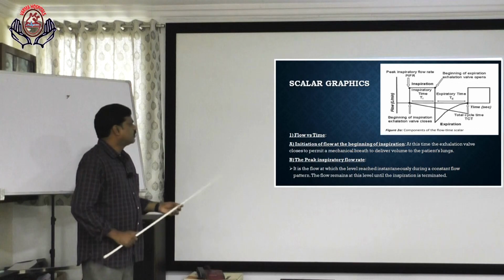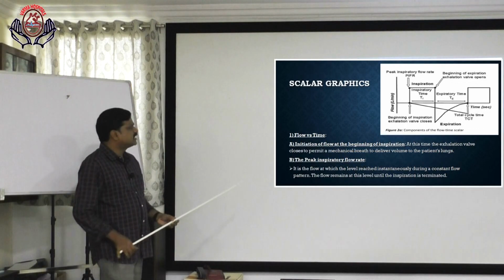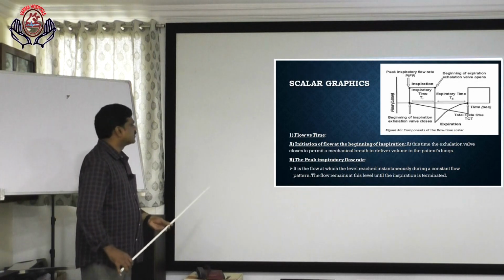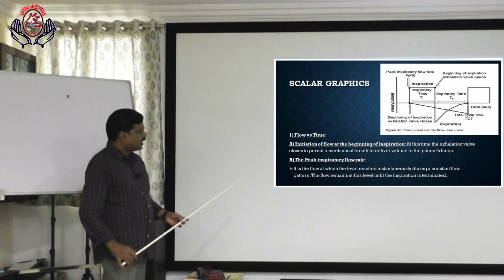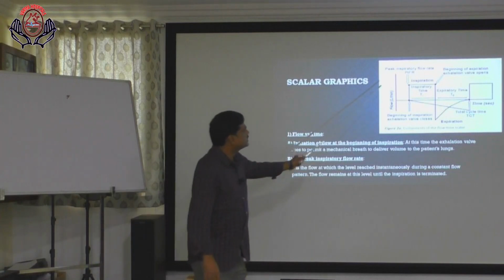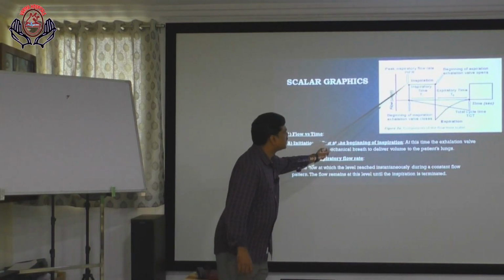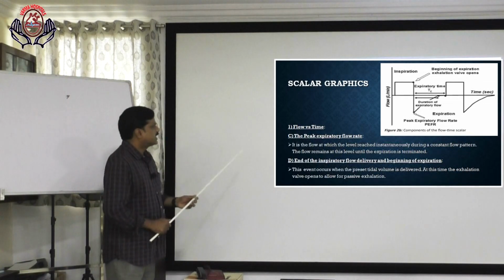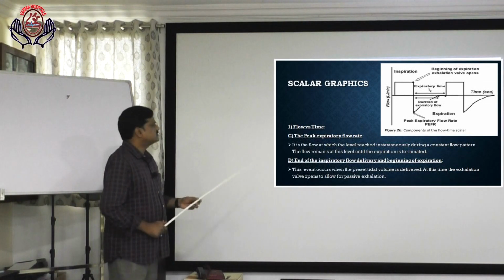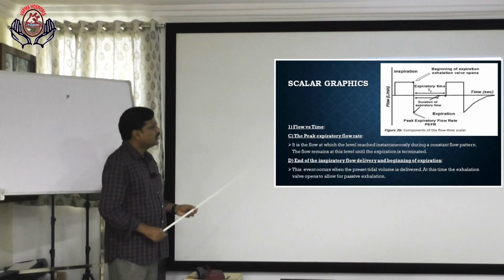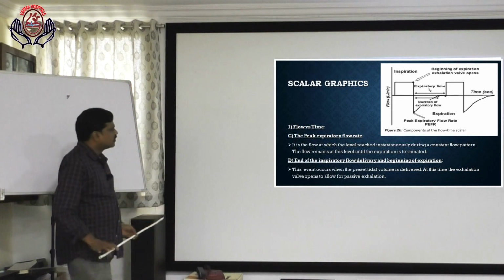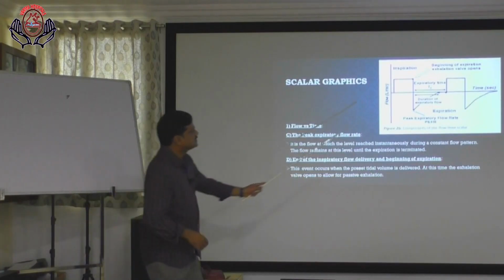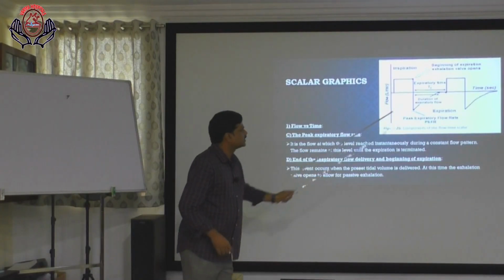The peak inspiratory flow rate is the flow level reached instantaneously during a constant flow pattern. The flow remains at this level until the inspiration is terminated. This is the peak inspiratory flow rate. The peak expiratory flow rate is the flow level reached spontaneously during expiration. The flow remains at this level until the expiration is terminated. This is the peak expiratory flow rate.